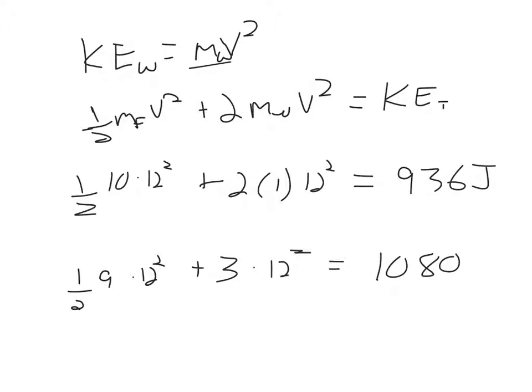1080 joules. So the first bike, which had lighter wheels, that's right, it had a heavier frame and lighter wheels, but the same total mass, to get it up to 12 meters per second took 936 joules of work. To get the second bike, which had heavier wheels and a lighter frame, up to the same speed took 1,080 joules of work. So it took about 150 more joules of work.